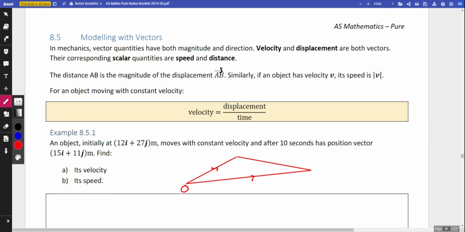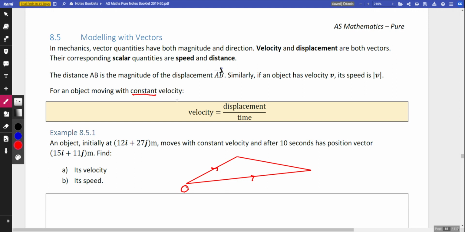So if you are asked about the distance from A to B, it is the magnitude of the vector A to B, of the displacement A to B, and the same with velocity and speed. So we're finding magnitudes, and you should have seen that when we've been working with it in mechanics. For an object moving with constant velocity, that is important that I'm focusing on constant velocity here. We have this formula: velocity is equal to displacement over time.